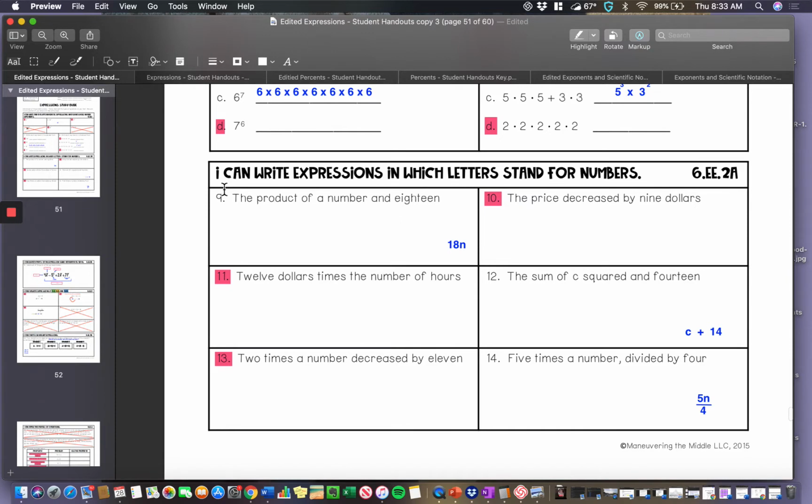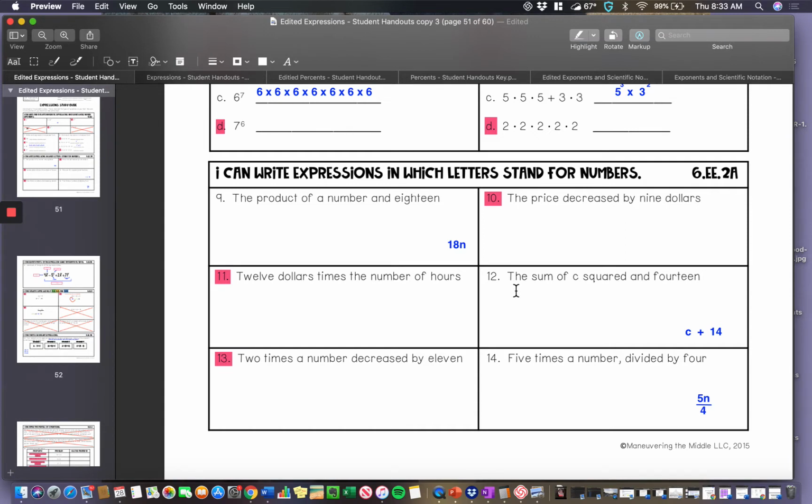The next box down, we have: I can write expressions in which letters stand for numbers. So, for example, the product of a number and 18 is going to be 18 times n, because product is the answer to a multiplication problem. And anytime you see a number next to a letter, you have multiplication.